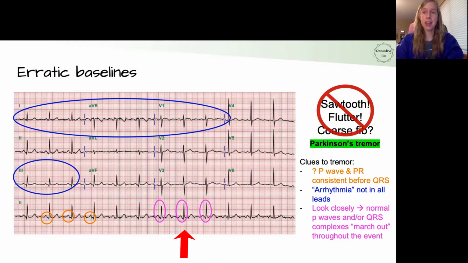Despite the erratic stuff that you're seeing, if you can identify good normal sinus beats that are going throughout in one of the leads, that's a good sign that something else is causing the erratic patterns that you're seeing in the other leads, and it's not actually an electrophysiology finding.